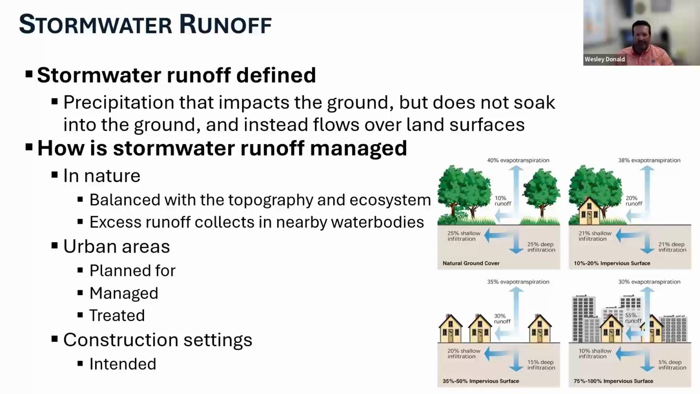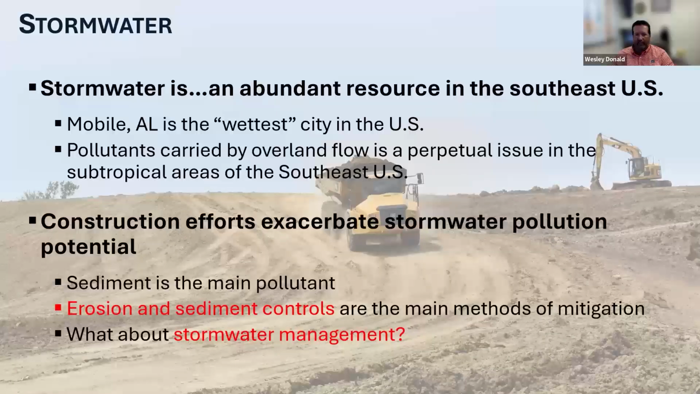Urban areas, we strive for balance, but we definitely take a planned approach. We figure out the best ways to manage it. We figure out ways to treat it. We do have more control over it, even though we call it management, and that's not a bad thing. We typically, except for the most extreme events, are able to control the stormwater. Construction settings, I think stormwater management is intended by the BMPs that we use, but I don't know how far we go into actually asserting ourselves into managing and controlling the stormwater.